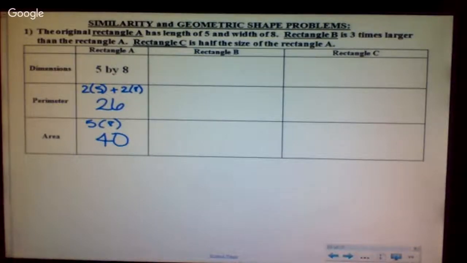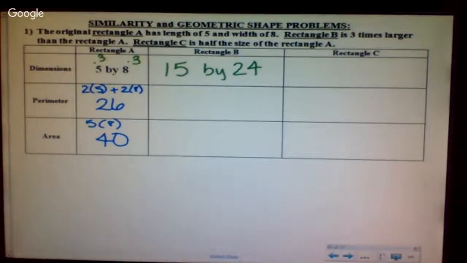Okay. So I can now go through and get the dimensions for rectangle B. But I'm going to show you a shortcut. If rectangle A is a 5 by 8 rectangle, and it tells me rectangle B is 3 times larger, what are the dimensions of rectangle B? 15 by 24. 5 times 3 and 8 times 3 makes it a 15 by 24.